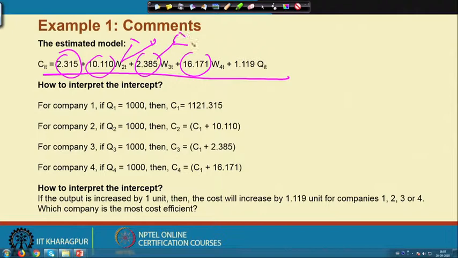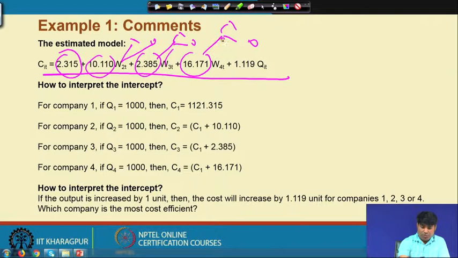So, that means W3 and W4 ultimately. So, now what is happening here? We have actually i equal to 1, 2, 3 and 4. But we have taken actually 3 dummies, that too for company 2, company 3 and company 4.